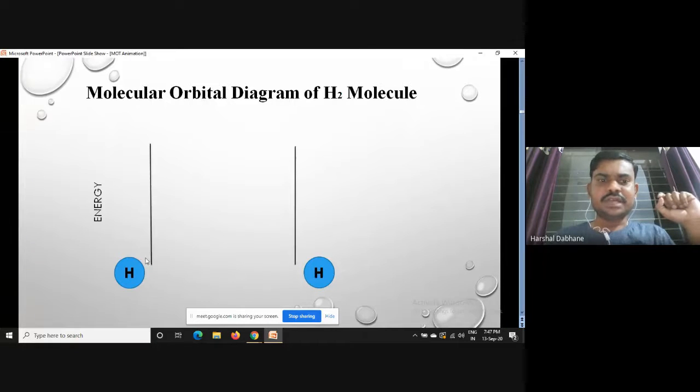This is the first hydrogen, and this is the energy level of the first hydrogen. This is the second hydrogen, and this is the energy of the second hydrogen. Then this is the energy level. So we have to put the orbital over here. This is the energy level, and energy increases vertically upward. From here to here, energy increases above. Next, these are the orbitals.